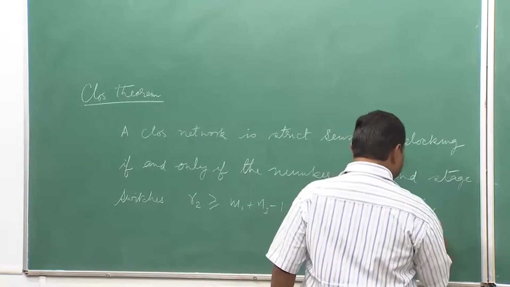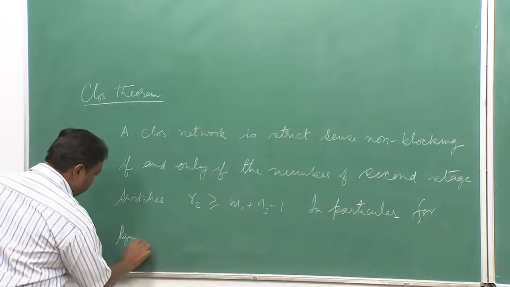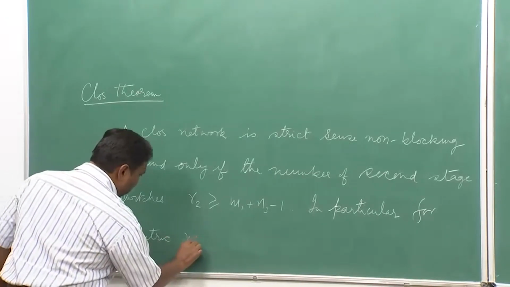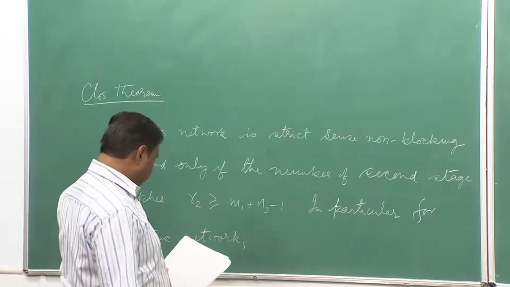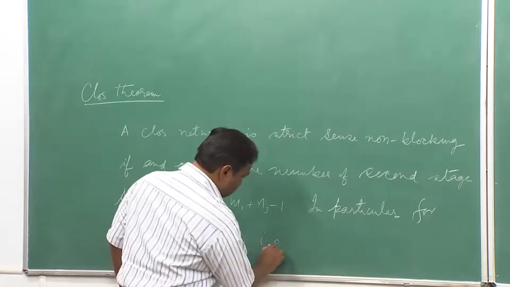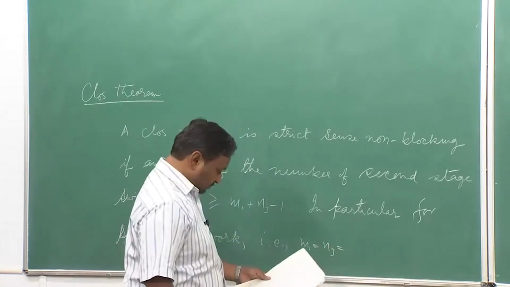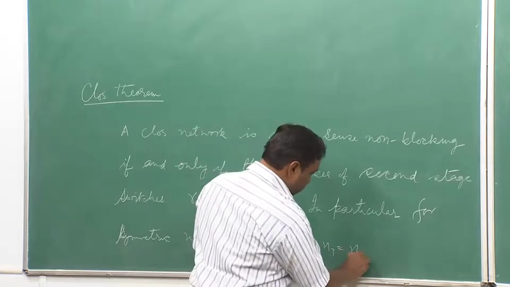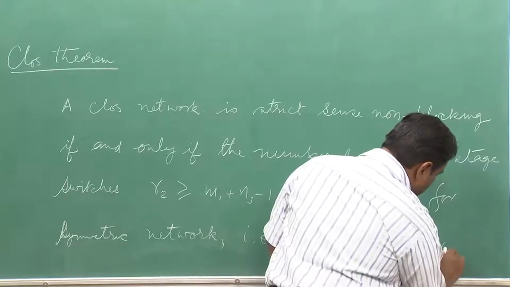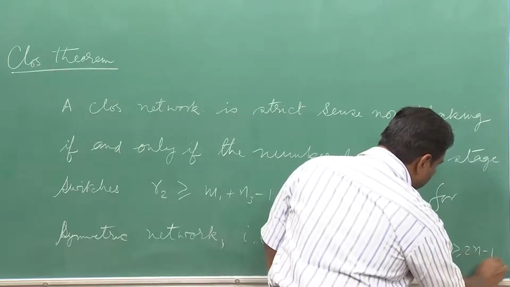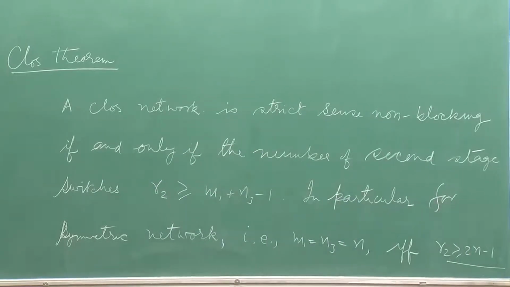And of course, in particular for symmetric network, that is M1 is equal to N3 is equal to n, if and only if R2 is greater than or equal to 2n minus 1. Okay. So, that is the clause theorem. So, let us start with the proof.